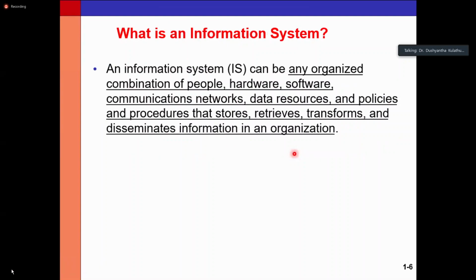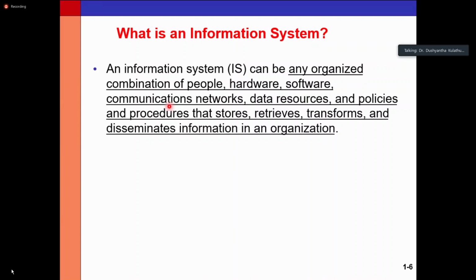Okay, now we are going to relate the system understanding that we have, or the system definition that we identified earlier, to an information system. An information system can be any organized combination of people, hardware, software, communication networks, data resources, and policies and procedures. Now, these are the components that we can identify in an information system.